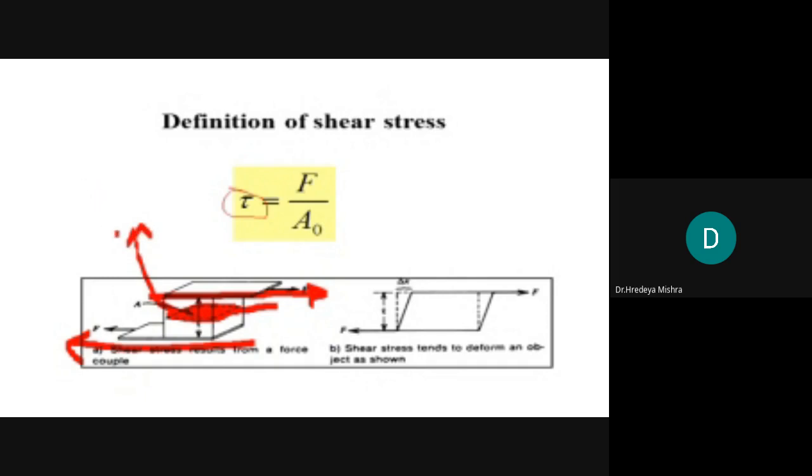This is the shear plane, where shearing occurs. So the formula is the same, no doubt. The only difference between simple stress and shear stress is that the forces applied are opposite and equal to each other, but not in the same line of action. The line of action will change for the shear stress.